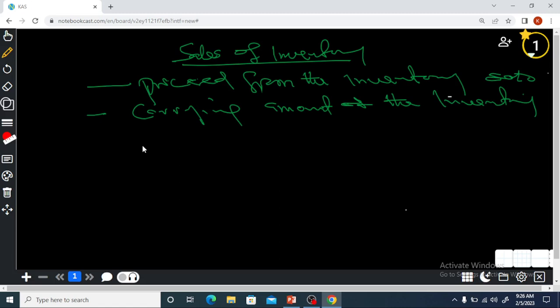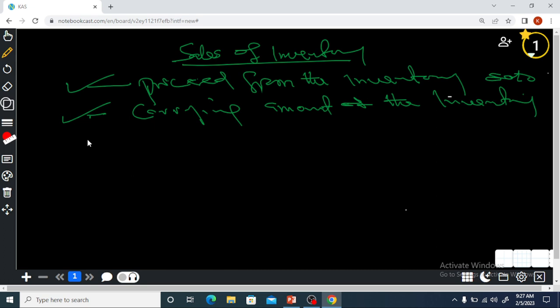Okay, good morning, class. Today we are going to look at sales of inventory, because once an entity makes a sale, it is expected to pass entries, and those entries concerning the sales of inventory are: first, the proceeds from the inventory sold, and the second one is the carrying amount of the inventory. Now we are going to look at the proceeds from the inventory.